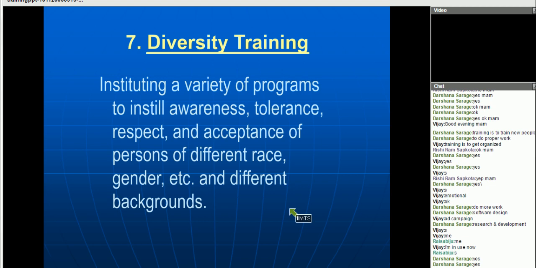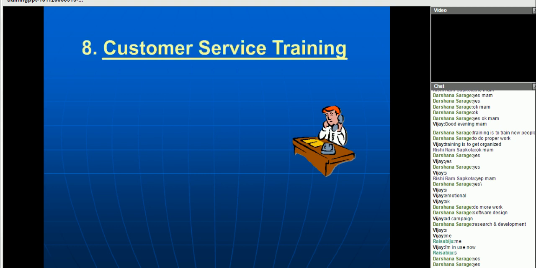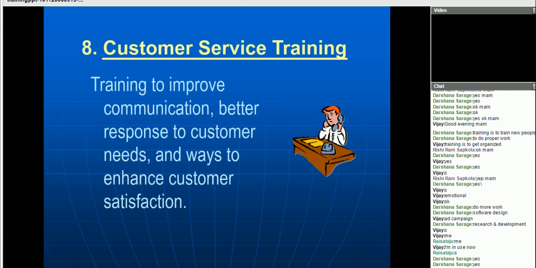So that is a difference of tradition, a difference of culture, different background. So in this case, diversity training is going to help the people. They will get an edge over the new things. Even in organizations, people from different backgrounds, different modes of life, all come. So for them, this type of training will definitely be helpful. Then customer service training is to improve the communication of the employees, better response to customer needs, and ways to enhance customer satisfaction. It is for the employees who are in that department.